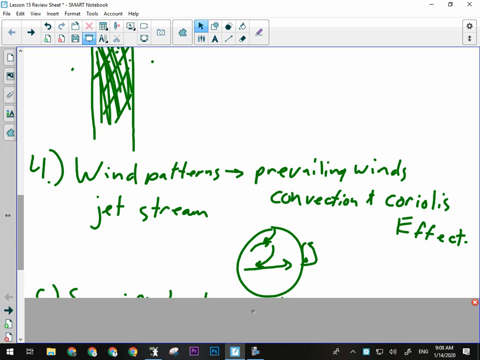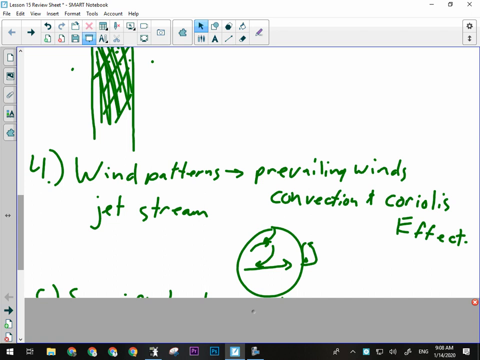Okay, so make sure that you talk about those patterns of prevailing winds, the different convection currents at different latitudes, things of that nature: where on Earth gets the most solar radiation, where it gets less. Talk about the jet stream a little bit in there. This is a really poor diagram of that.